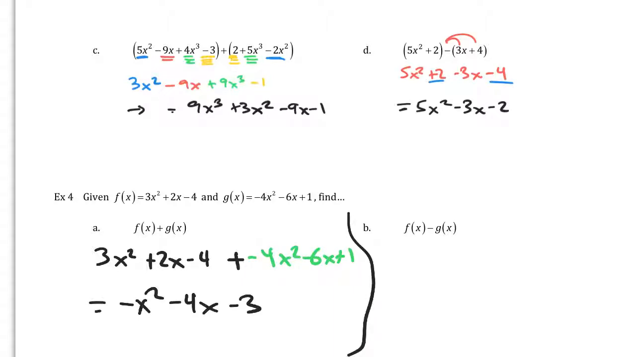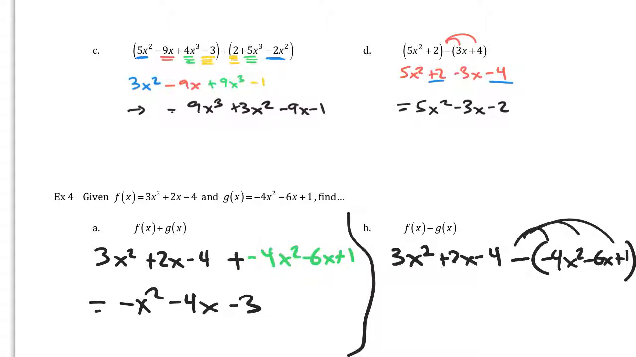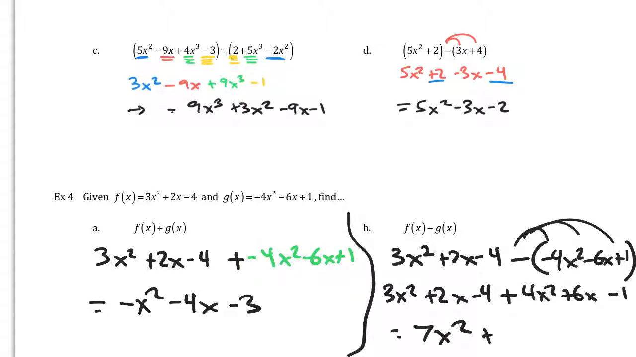If I want to subtract them, I just have to make sure I write parentheses. 3x squared plus 2x minus 4. I don't need them around the first part. I need them around g of x. I need them around whatever I'm subtracting. Negative 4x squared minus 6x plus 1. And then I distribute that negative. So it's 3x squared plus 2x minus 4 plus, because minus negative is plus, 4x squared plus 6x minus 1. And when you combine those like terms, you'd get 7x squared plus 8x minus 5.